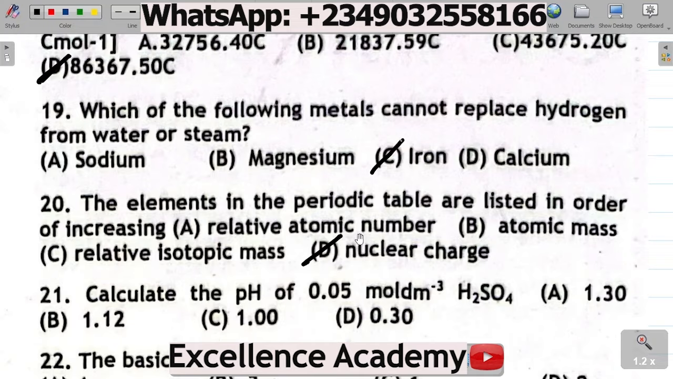When it comes to the periodic table, elements are arranged according to their atomic number, which is the same thing as the nuclear charge. Just as the nuclear charge increases across the periodic table, that is how elements are arranged in the periodic table. So the correct answer is D, nuclear charge.